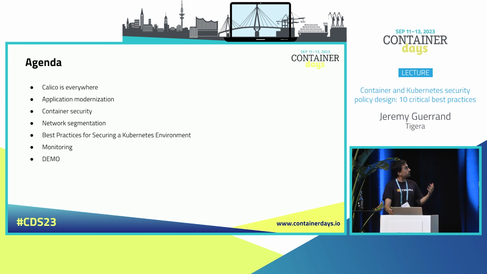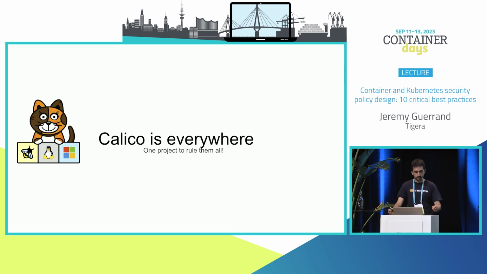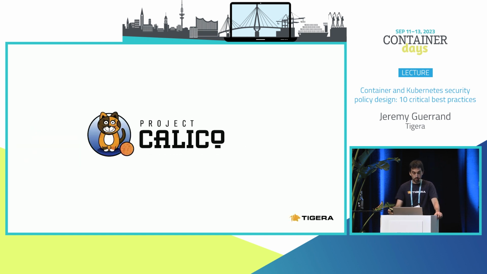So the agenda: Calico is everywhere, application modernization, container security, network segmentation, best practices for securing a Kubernetes environment, monitoring, and tomorrow we'll see the demo. So let's start. Calico is everywhere, so you probably heard about it already. Calico offers a pure layer 3 approach to virtual networking for containers in Kubernetes environments, and it's used for security and it's highly scalable.